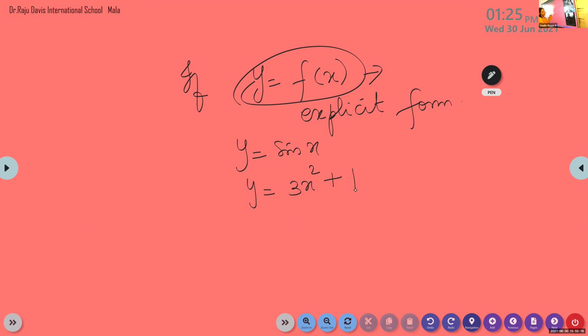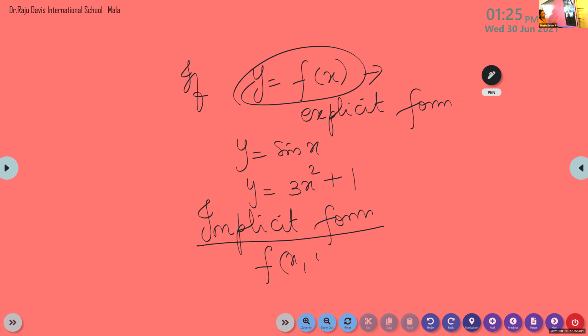So, here it is of the form y is equal to f of x. What about implicit form? Implicit means x and y will mix up together. It will be a combination form. It is of the form f of x comma y is 0 or some constant. In this form, we call it implicit form. x and y will be mixed up.